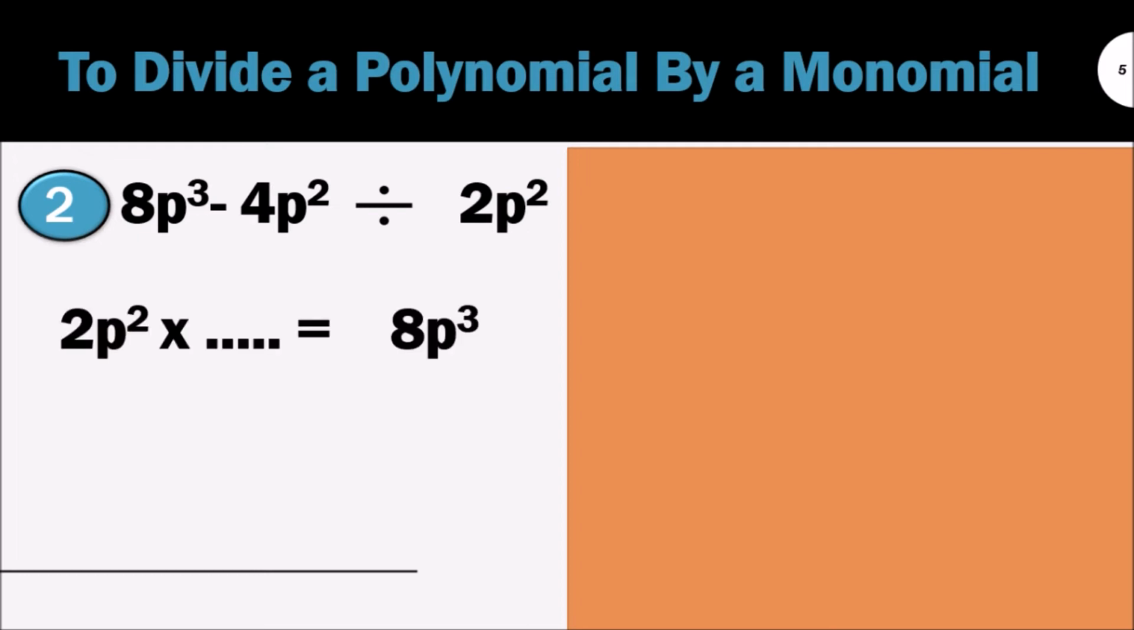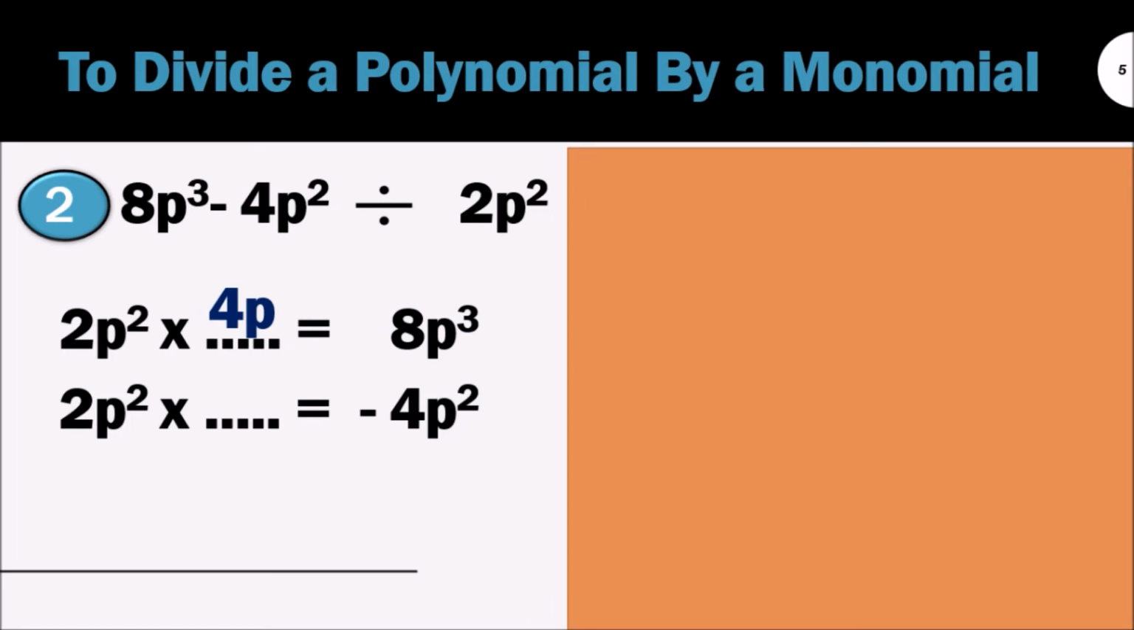2p square multiplied by dash equals 8p cube. What multiplied by 2 equals 8? Answer is 4. And already we have p square. We need one more p to get p cube. So the answer is 4p. Let us take the next part in multiplication form.